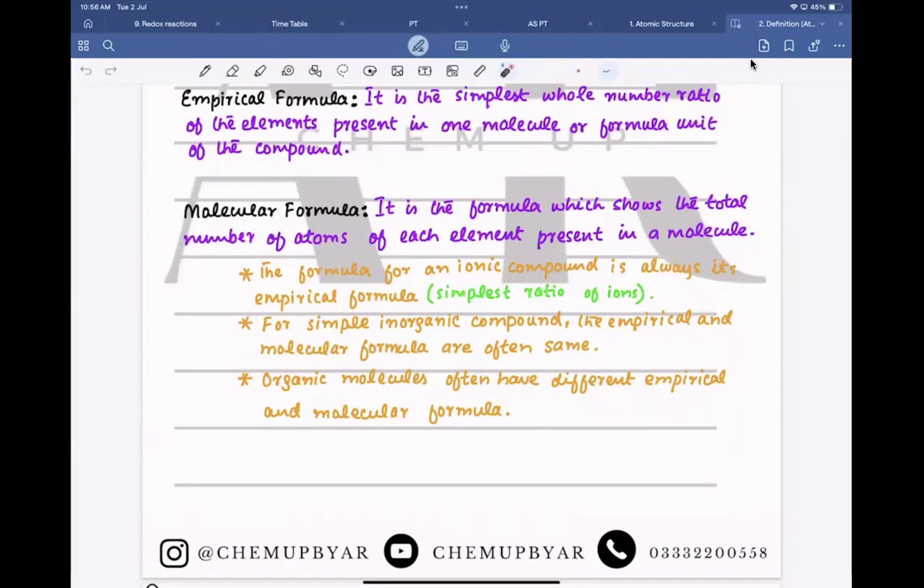Think of any other compound. A very common compound. Water, isn't it? Yes. Carbon dioxide, we exhale CO2. Yes. Ammonia, NH3, right? So there are many simple inorganic compounds whose empirical and molecular formulas are the same, okay?